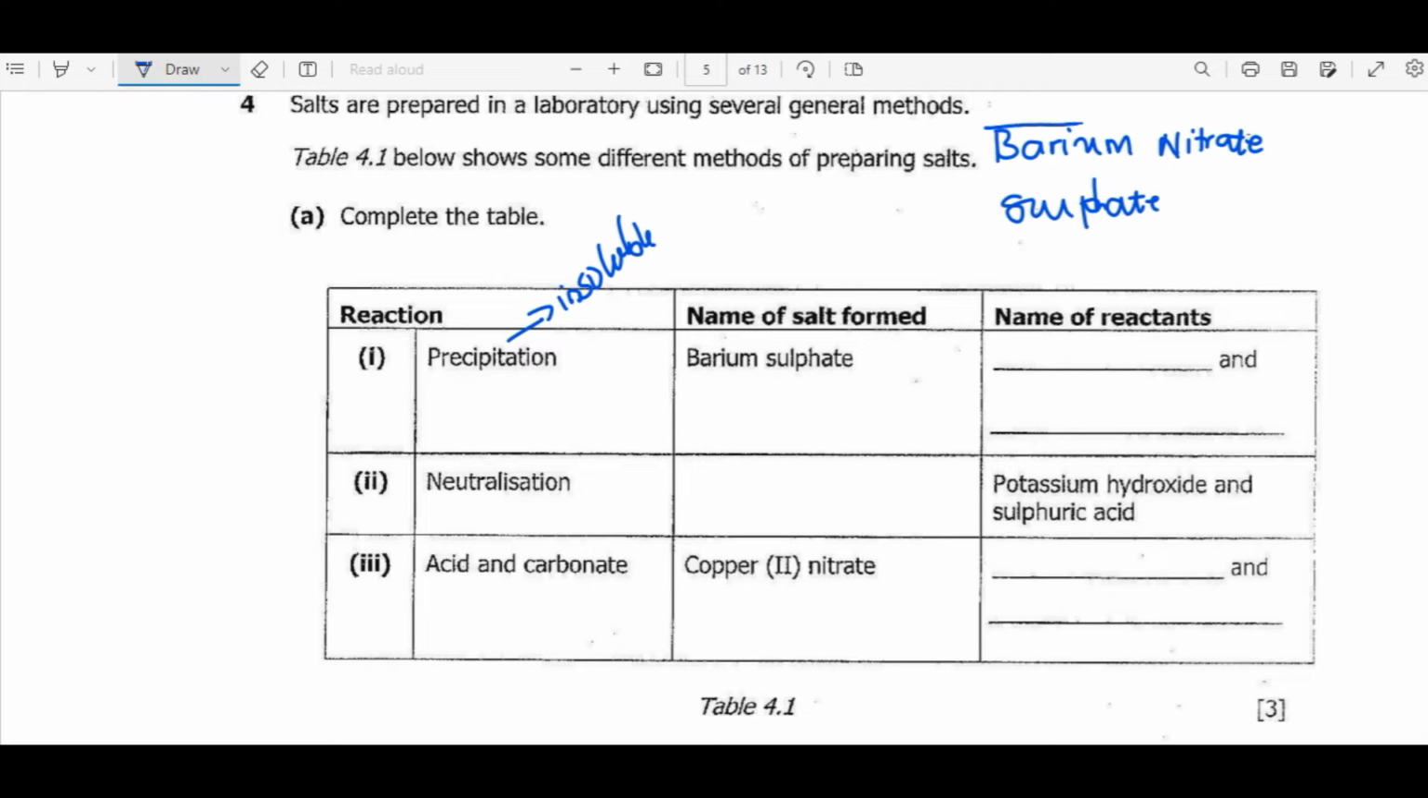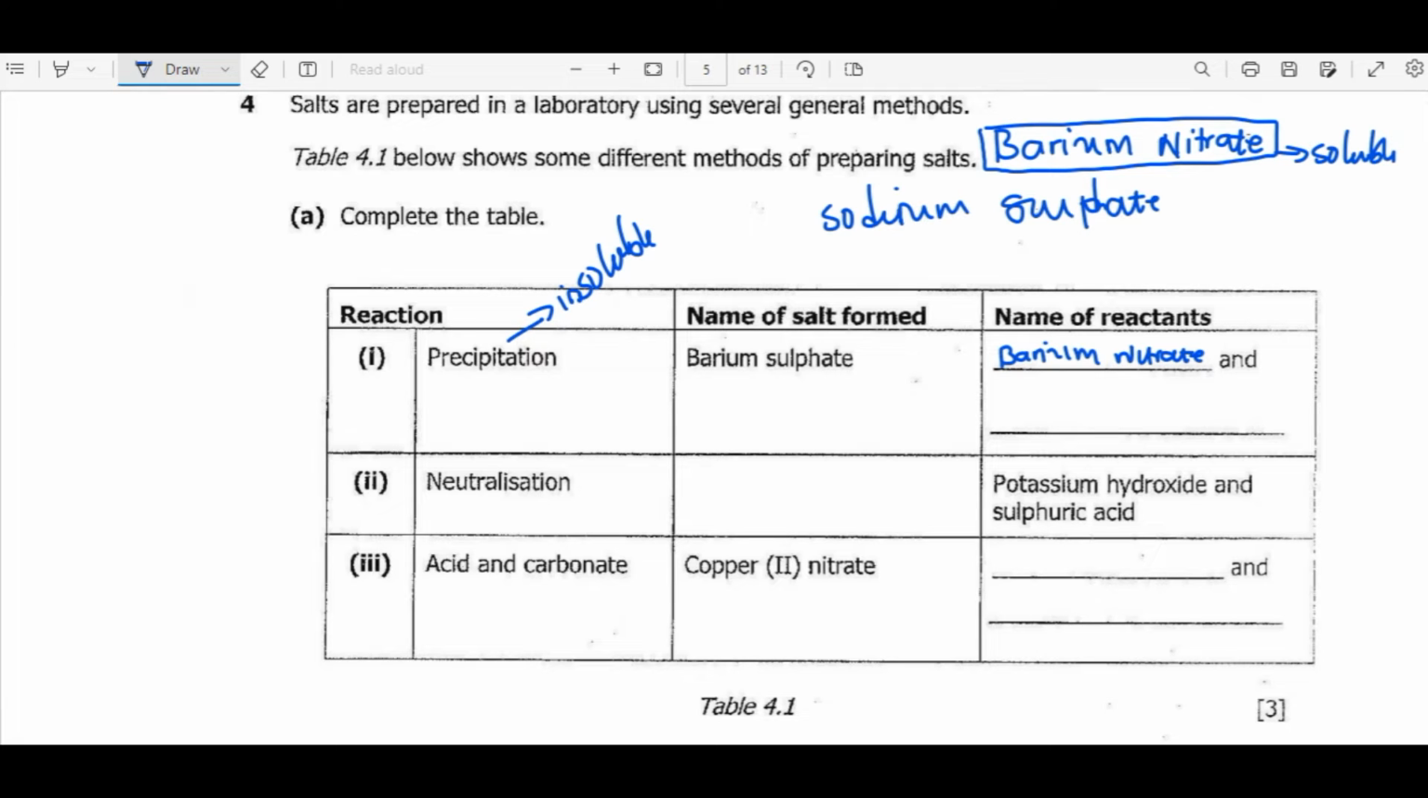So this is our first reactant that we can give. So we'll say barium nitrate. Why do we choose barium nitrate? Because all nitrates are soluble. Remember that. There is no exception. Then for sulfate, we'll just say sodium sulfate.